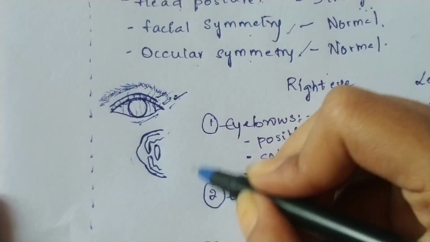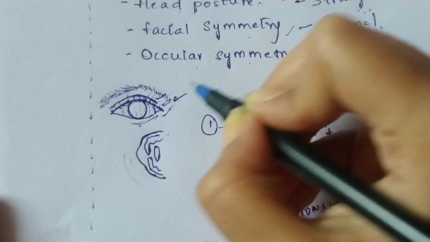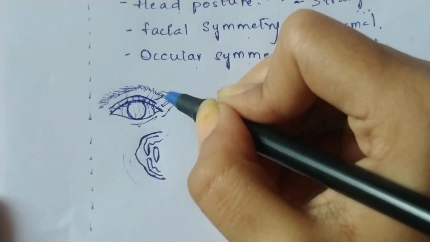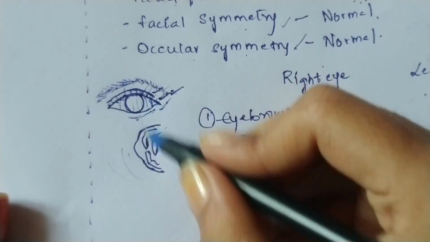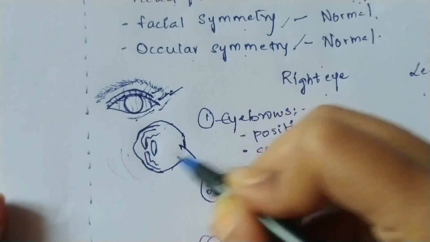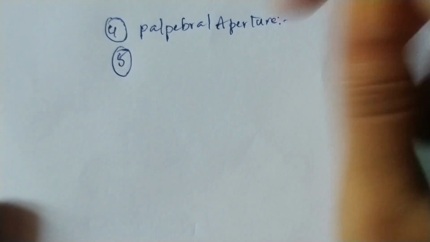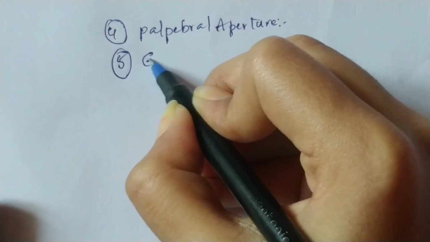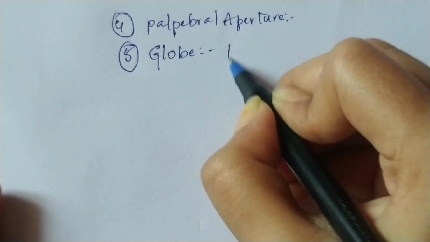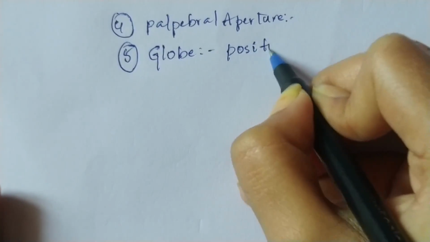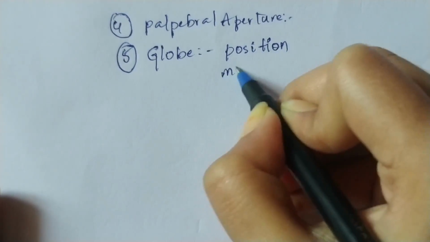And total globe. We made this till here. We completed 4 things. We remembered 4 things in this diagram, and we move on to this diagram. This is globe. So we will write globe, eye globe. Now what we will see in this globe, its position and its movements.